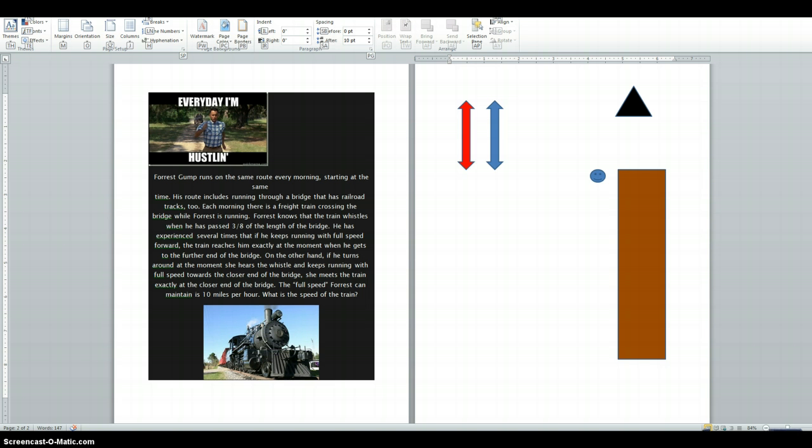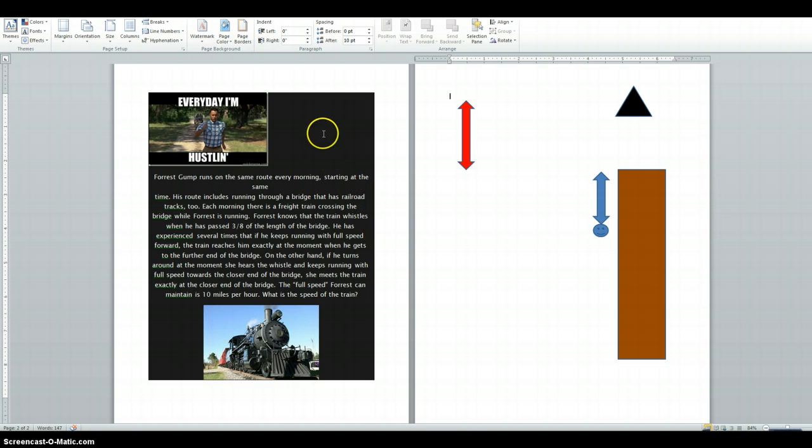So now we start inputting some of the given information. Here it says Forrest knows the train whistle when he has passed 3/8 of the length of the bridge. So this is the beginning of the bridge, and this is the end of the bridge, and the train whistles when he's 3/8 of the way. So the train whistles when he gets about right there. So let's call this blue arrow distance right here 3/8.